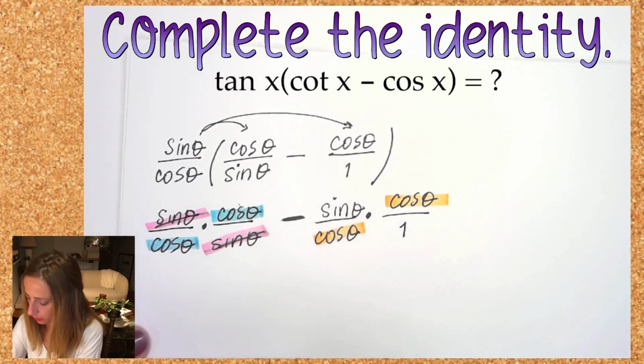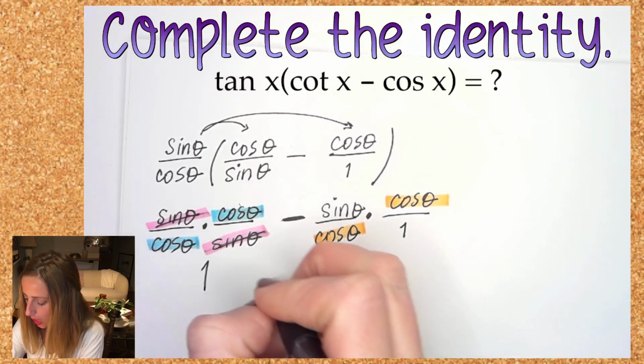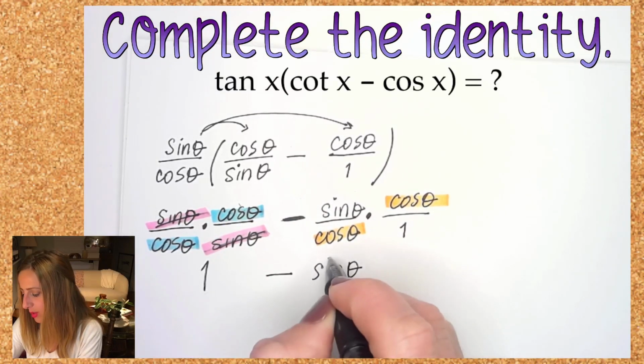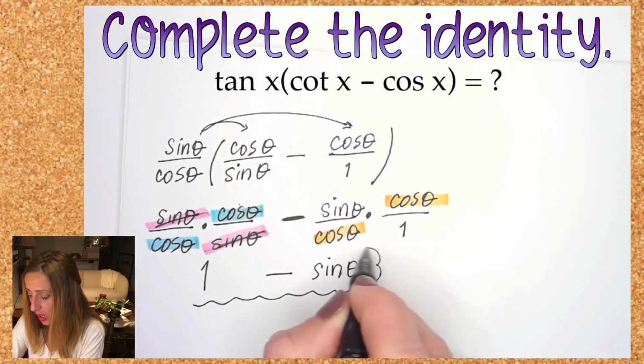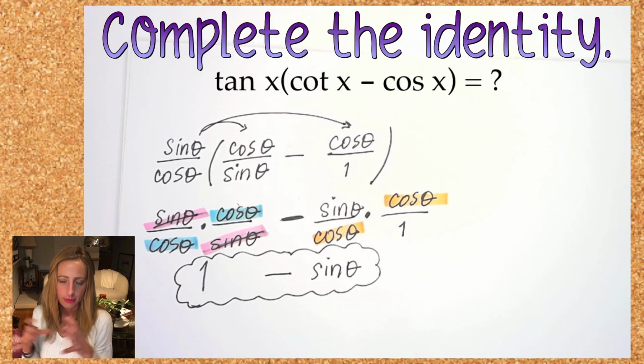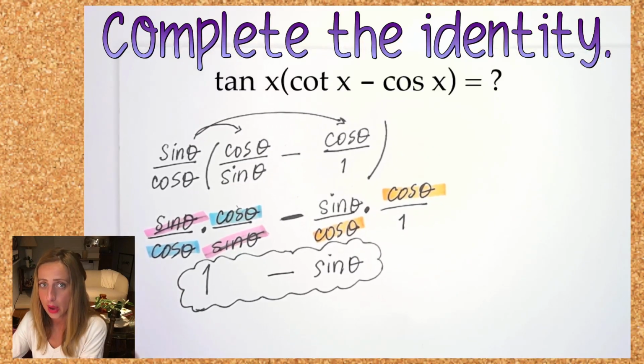Good. So 1 minus, all that's left here is sine theta. Now this is going to be an example where that's it. You can't go further. We can't get it down to a single trigonometric function. It's just going to be the difference of 1 minus sine theta. That's really as far as we can go. If it were 1 minus sine squared theta, then yes, you can use the Pythagorean identity and it would become cosine squared. But that's not what we have, okay? It's not what we have, so we cannot do it that way.